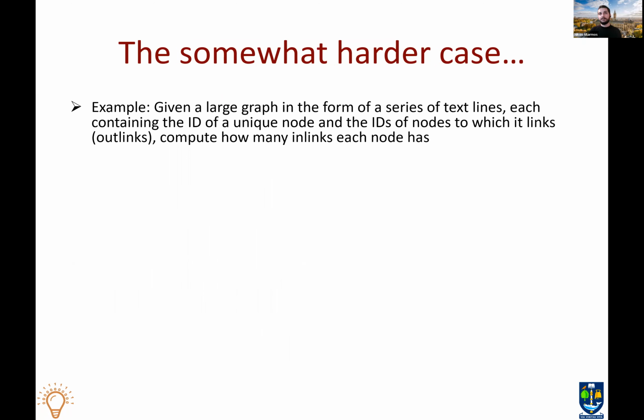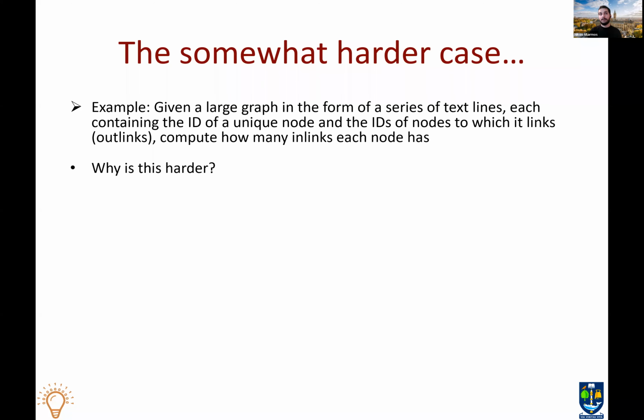So let's say we have a large graph, and this graph is in the form of a series of text lines. Each line contains the ID of a node, and then a list of IDs to which this node has outlinks, out edges. And we want now to compute how many inlinks each node has, how many edges point to that node. So in essence, what we want to do is to take this file and compute its, let's say, inverse. We have a file that lists outlinks, and we want to compute inlinks, right? Why is this harder than the previous case?